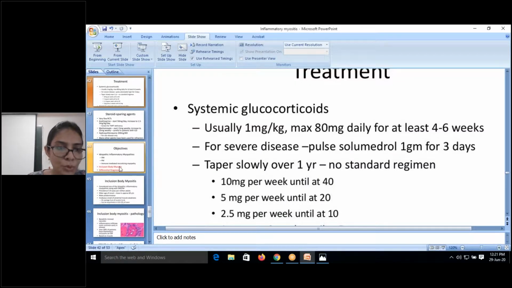So that is to do with the treatment which I told you, which is usually taken.